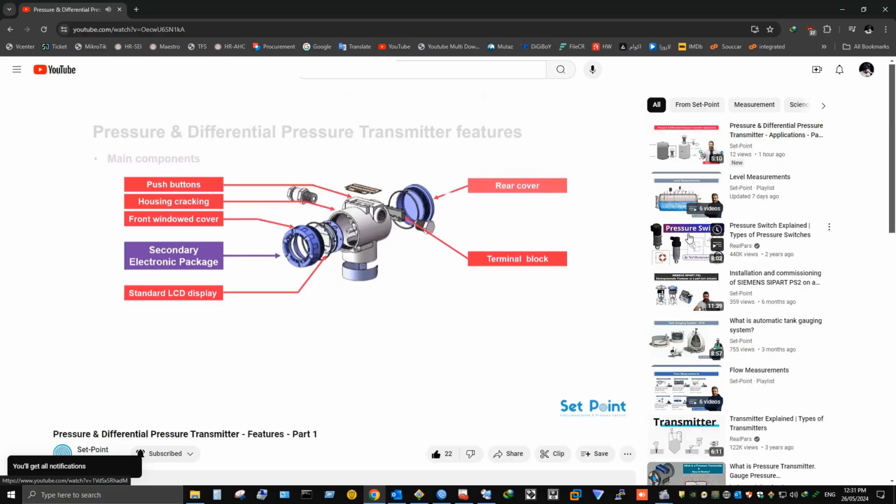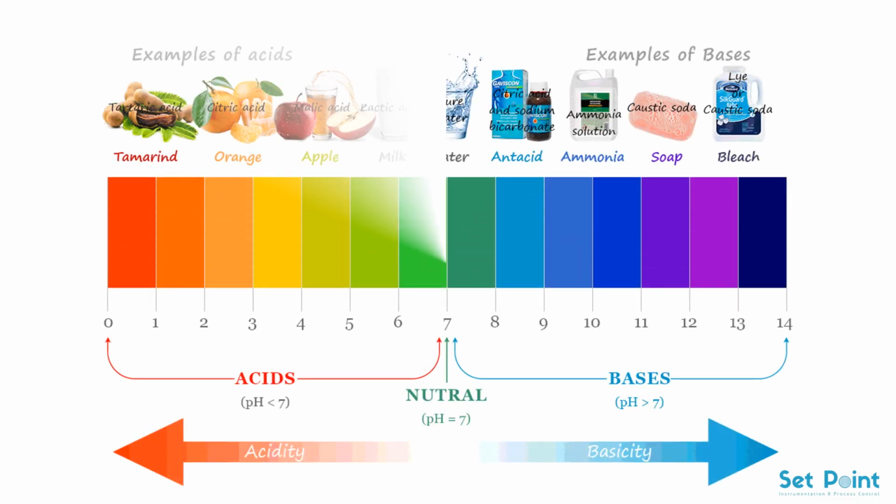Now let's get started. Many liquids are essential in our daily life. They may include water, beverages, dairy products, chemicals, acids and bases, or pharmaceutical products. To assess these properties, various principles of measurement are used. One of these principles is the measurement of electrical conductivity.